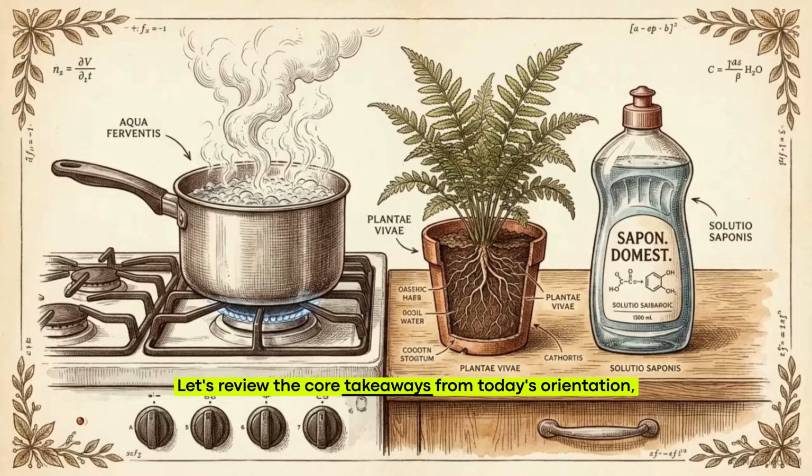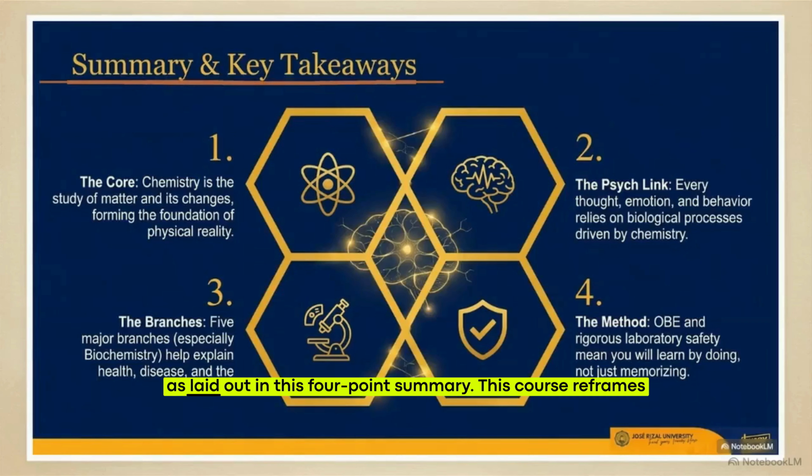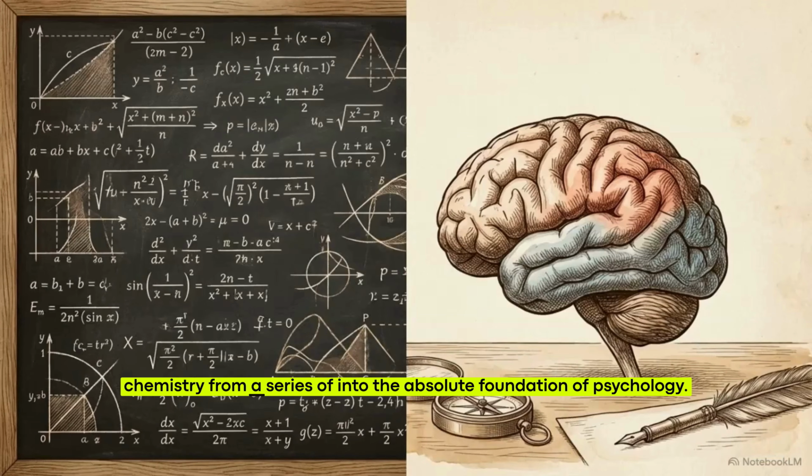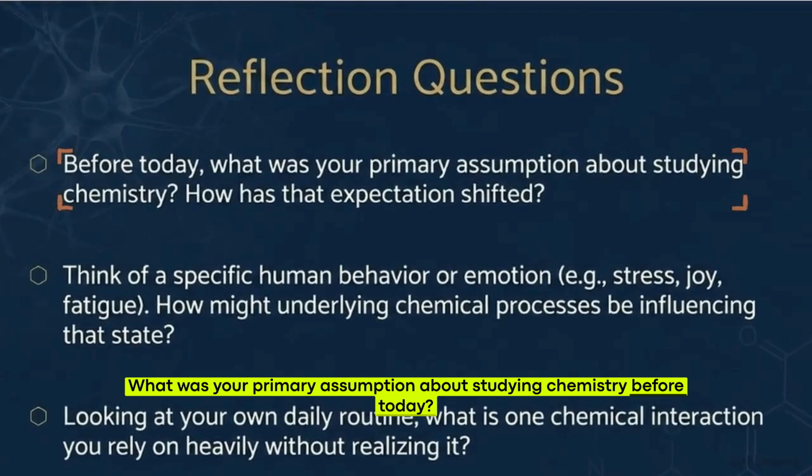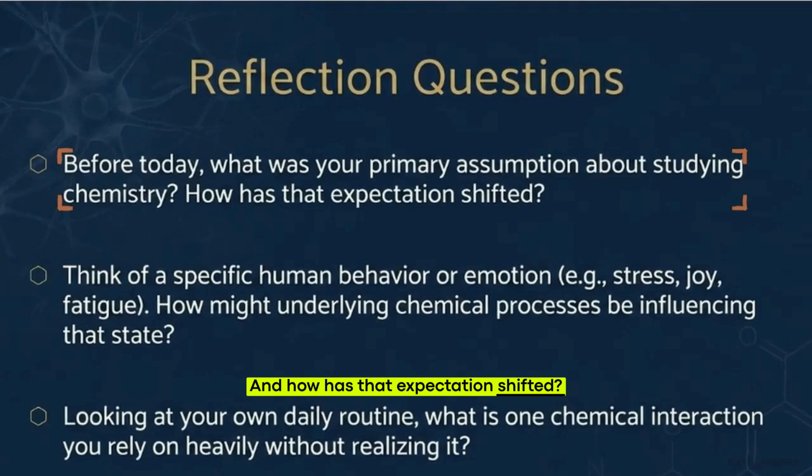Let's review the core takeaways from today's orientation, as laid out in this 4-point summary. This course reframes chemistry from a series of math problems into the absolute foundation of psychology. Take a moment to read the reflection questions on screen. What was your primary assumption about studying chemistry before today, and how has that expectation shifted?